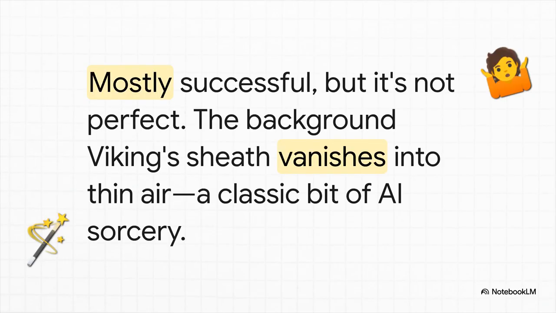And the result? You know what? It mostly works. The AI actually tries to do all 3 things at the same time, which is fantastic. But it's not perfect. If you look closely, the Viking in the back pulls out his sword, but his sheath just vanishes into thin air. It's that classic bit of AI sorcery that just reminds us, hey, these tools are still figuring things out.